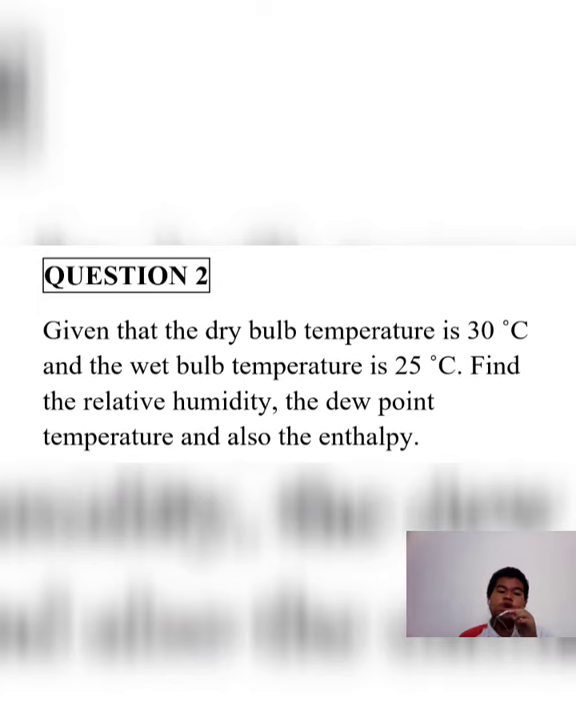Okay, so we move on to question 2. Question 2, given that the dry bulb temperature is 30 degrees Celsius and the wet bulb temperature is 25 degrees Celsius. So find the relative humidity, the dew point temperature, and also the enthalpy.